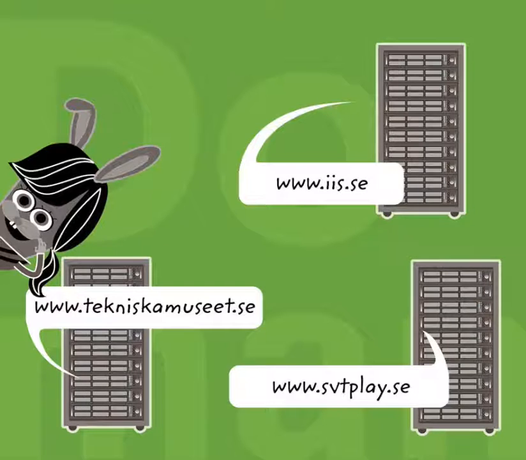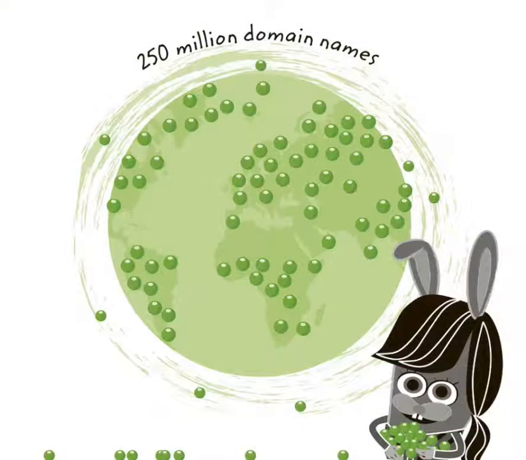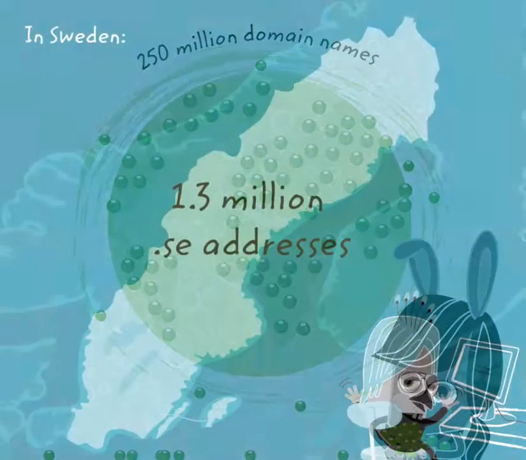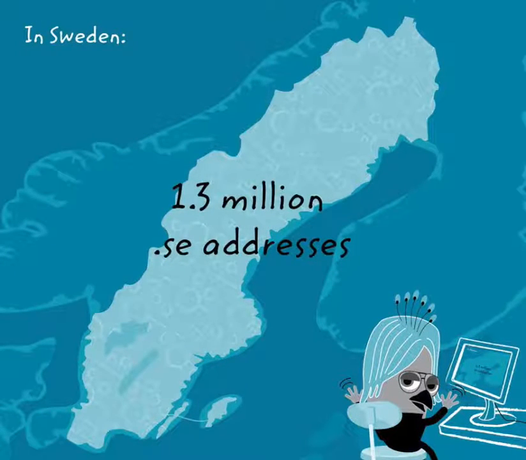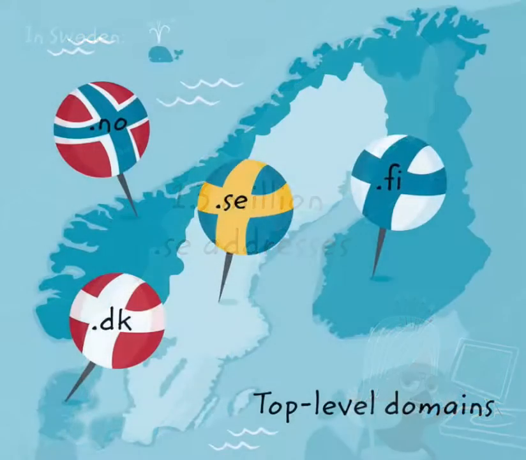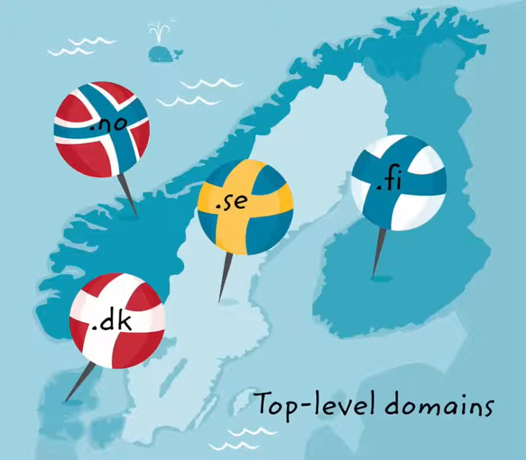It is the servers that have domain names, not the computer, mobile, or tablet. There are around 250 million domain names in the world. In other words, there is unbelievably much to discover on the internet. Addresses that end in .se have a connection to Sweden, and there are around 1.3 million .se addresses. There are also other addresses that end with 2 letters that show which country a site has as its home. To take some examples, Danish websites often have .dk at the end, while many sites in Finland end with .fi, and in Norway they use .no.